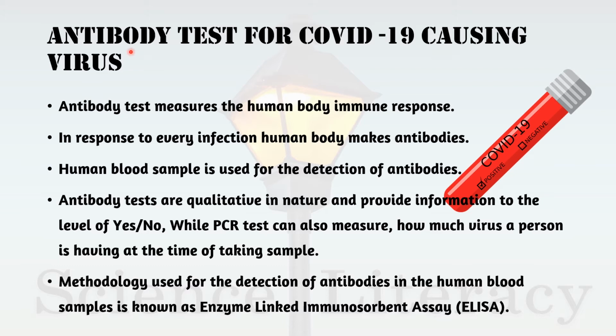Now let's talk about the antibody test for COVID-19 causing virus. Antibody test measures the human body immune response. In response to every infection, human body makes antibodies. Human blood sample is used for the detection of antibodies. Antibody tests are qualitative in nature and provide information to the level of yes or no, while PCR tests can also measure how much virus a person is having at the time of taking sample. Methodology used for the detection of antibodies in the human blood sample is known as enzyme-linked immunosorbent assay or ELISA.